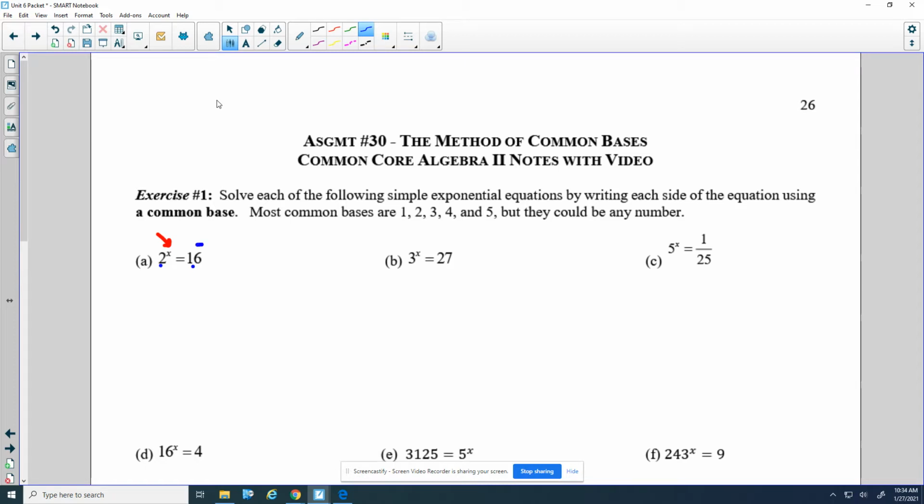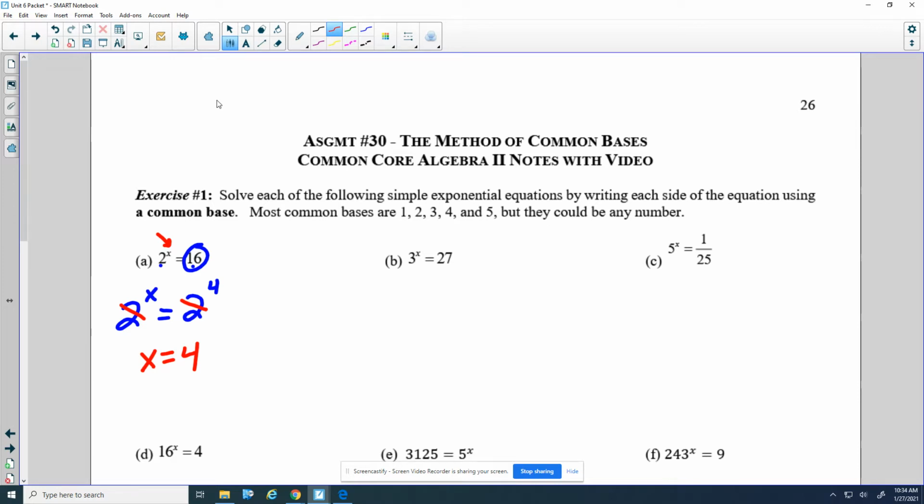So I know I can write 16 as a power of 2. 16 is equal to 2 to the 4th. I'm going to leave this side because that already has a base of 2. Once I have the bases the same, we're saying 2 to the x equals 2 to the 4th, so I can actually cross off those bases and just say that x equals 4. So we'll look at a couple more.